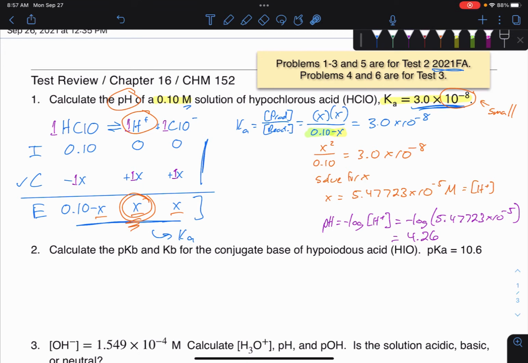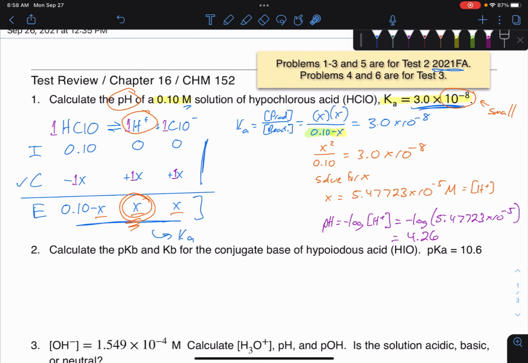Something else to note is that I am at an acidic pH, and that makes sense because I'm doing an acid. That can often give you a heads up whether you're approaching this correctly. For example, if it's a weak base and you're getting an acidic pH, probably what's happened is that you've forgotten to go through the pOH step for those weak bases. So just a little heads up for you there. Now, in terms of calculation for this problem, it's answered. The pH is going to be 4.26.